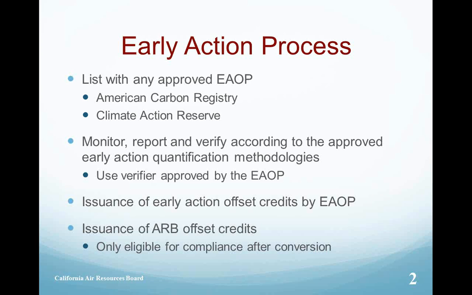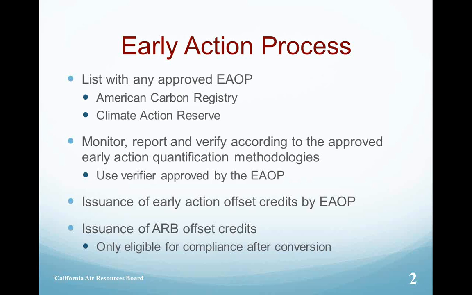Okay. So as Belinda stated, you must first list with an early action offset program. We have 2 of those approved, the American Carbon Registry and the Climate Action Reserve. Then you monitor, report, and verify according to the approved early action quantification methodologies adopted in the regulation. That will also include things that are adopted by reference. That would include the verification and some of the program manuals that are referenced in the protocols. But you will use a verification body or verifier approved by the Early Action Offset Program. It does not have to be one approved by ARB.